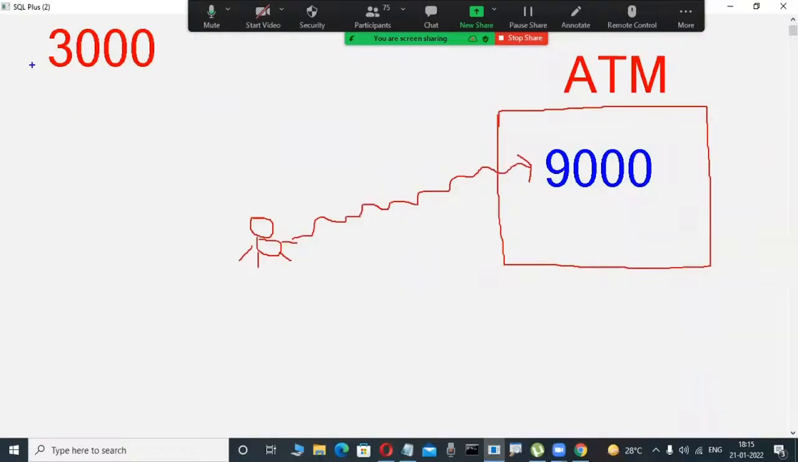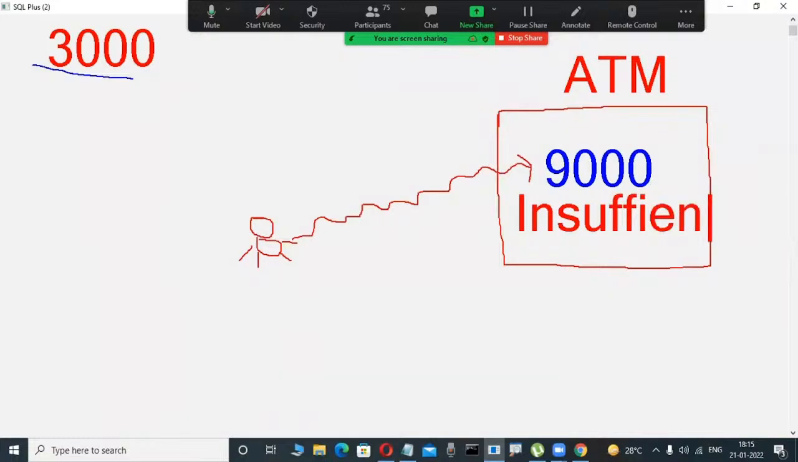Here my balance is 3,000, but how can I get 9,000 rupees? It is impossible. In this case, it will give a message. Are you observing your ATM machines? Maybe some message will be displayed, for example, "Insufficient funds."